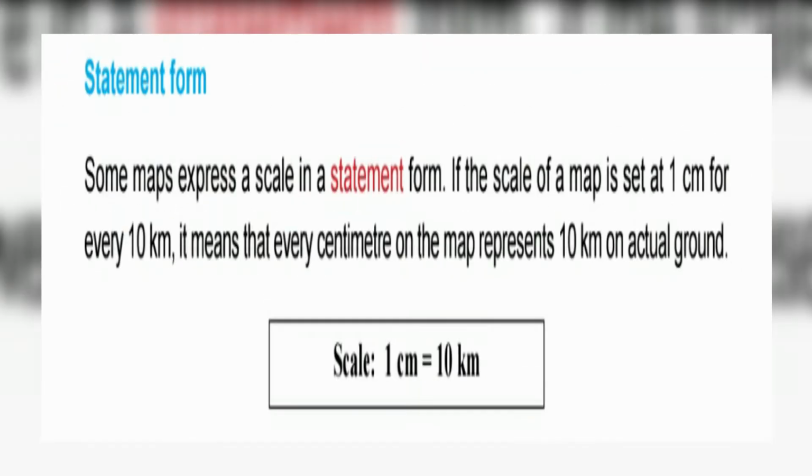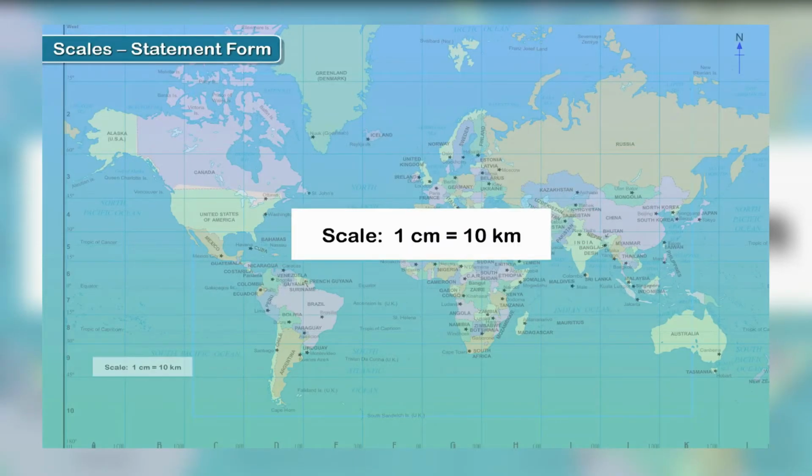Statement form. Some maps express a scale in a statement form. If the scale of a map is set at 1 centimeter for every 10 kilometers, it means that every centimeter on the map represents 10 kilometers on actual ground. See the scale in the box. 1 centimeter is equal to 10 kilometers. If you have an atlas or a map, look at the map, then you can understand the concept.